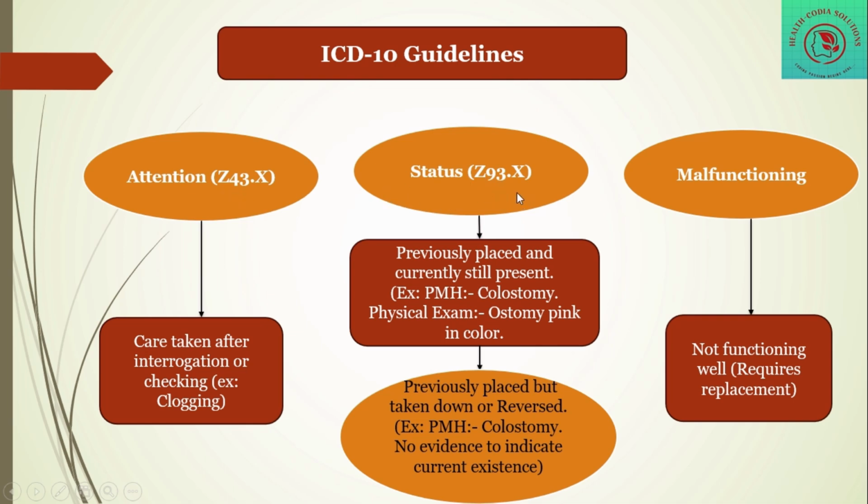Now moving to the status code, it is indicated with the Z93 series. Now what kind of status do we capture? When a particular ostomy was done previously and the same ostomy is still present, say for example a week prior a patient was placed with an ostomy, be it colostomy or tracheostomy, and the patient today came with the same tracheostomy or colostomy, and it is still present without any issues. So just to indicate that the patient already has a colostomy in place, in order to indicate that status, I need to mention the Z93 series code.